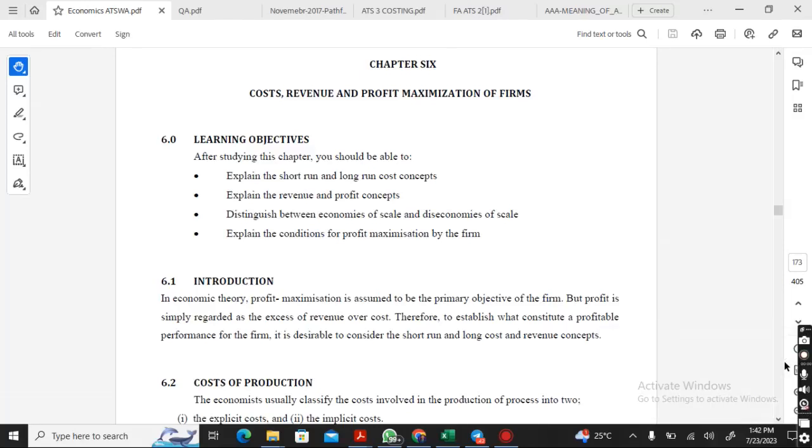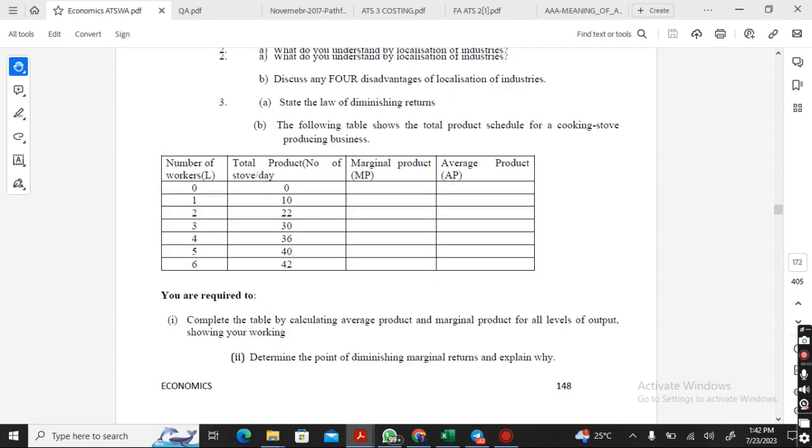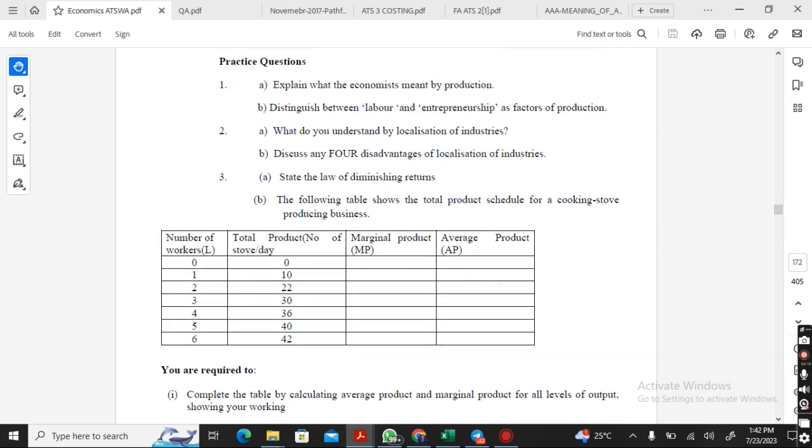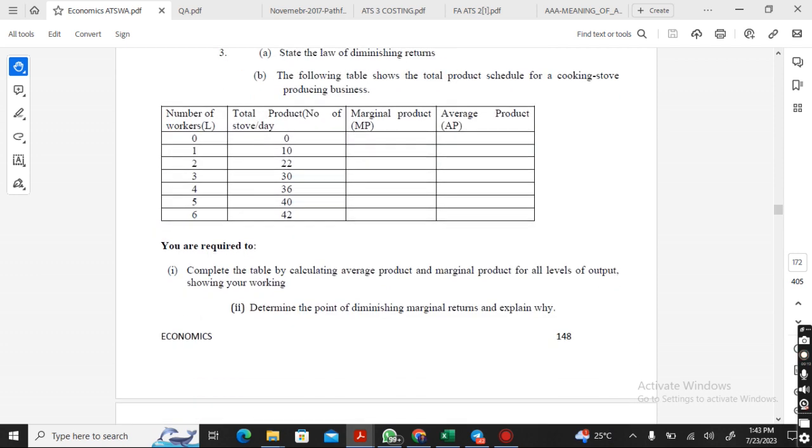This is chapter 6 of this class, and I believe you have read through chapter 5. Of course, I've explained that, and you have solved the assignment I gave to you. Very important: I asked you to check the practice question, which is number 3 here. You solve it and you snap it to me on or before Monday. Are you with me? On or before Monday.